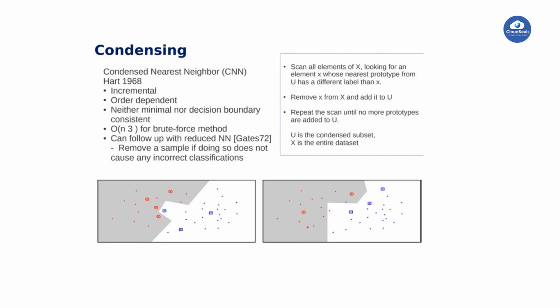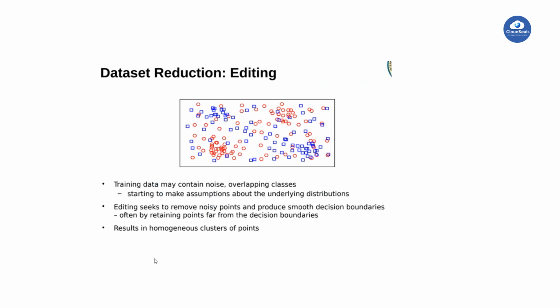Yes, ma'am. The data set reduction, editing. How is this diagram? How are the classes? Is it a linear data set or a non-linear data set? Seems like this is non-linear. Yes, non-linear. We can't split it with a linear line.